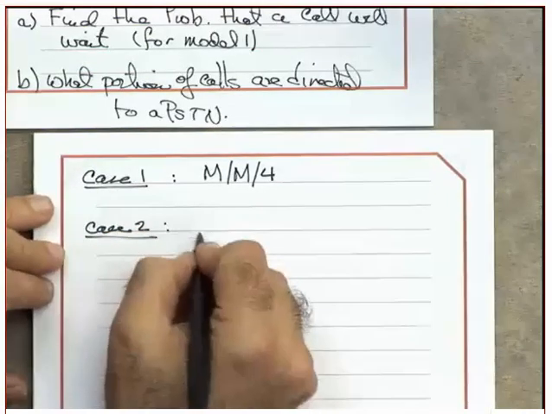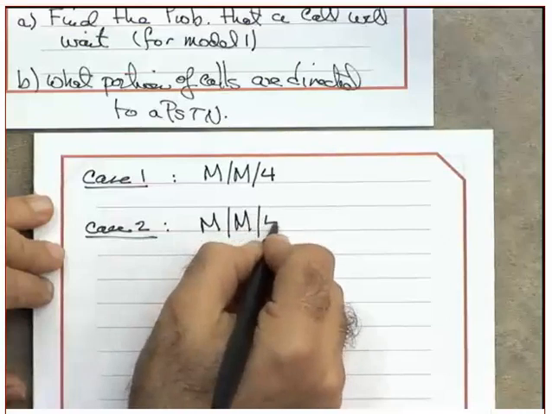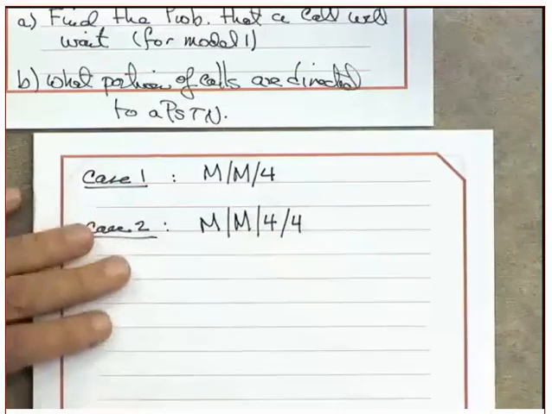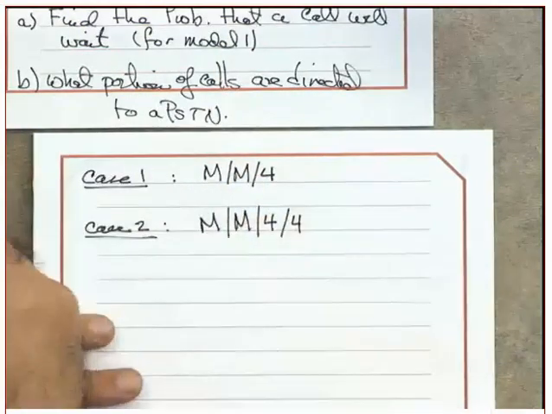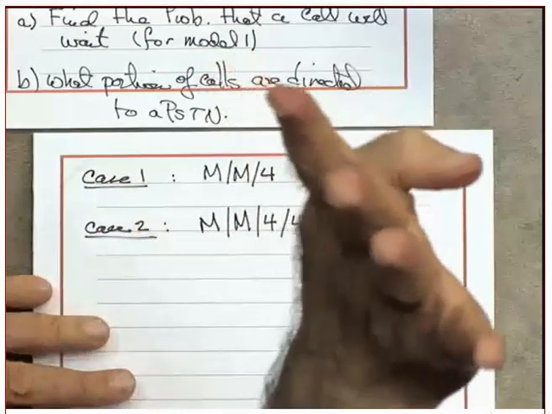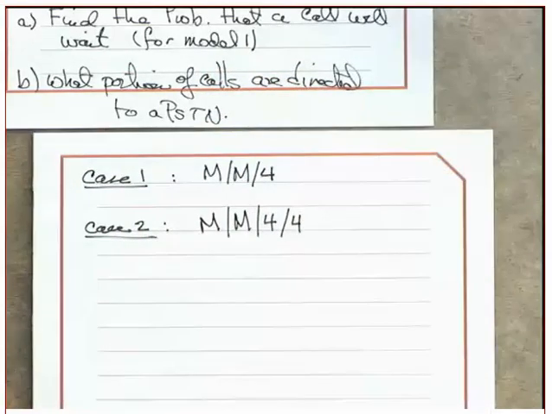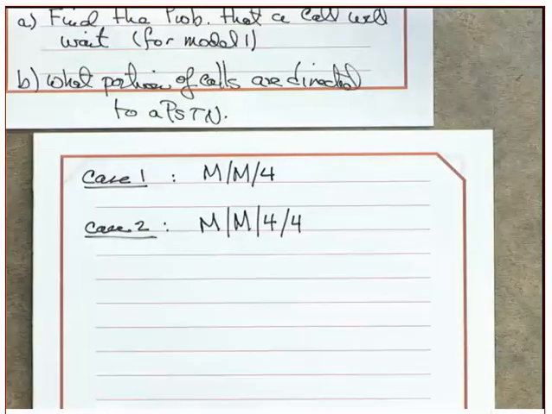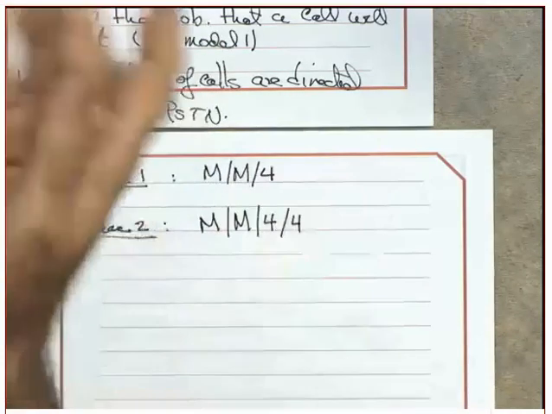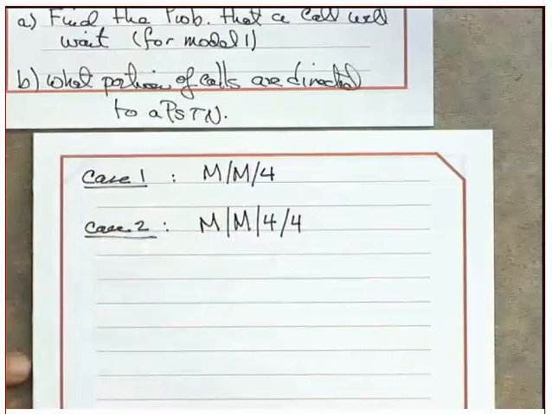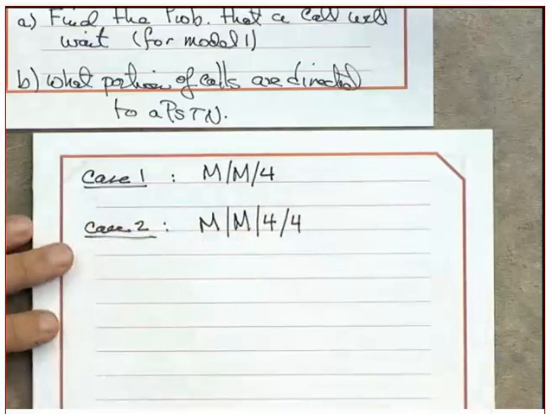Case 2 is what? MM44. Did you understand how the model changes? Why is it MM44? We have 4 lines, yes? The maximum number of calls has to be 4. And any other call will be directed to the PSTN. Did you get this or not? That I will not give you in the problem. You need to figure it out. You will see it also in some homework problems. Clear? You need to figure it out from the model. Clear? Okay. Now help me. By the way, I'm not going to solve this. I will let you know.